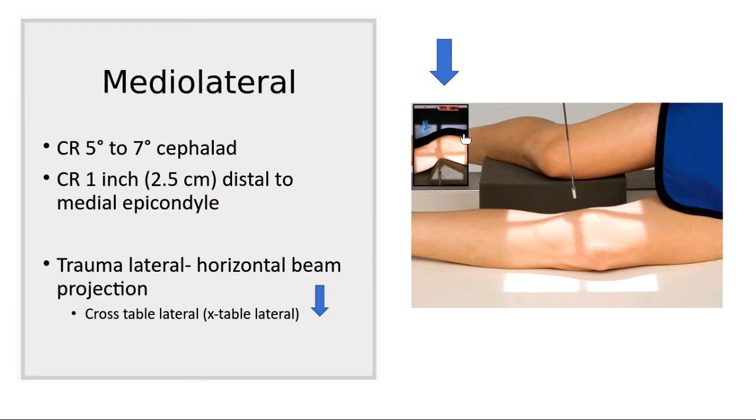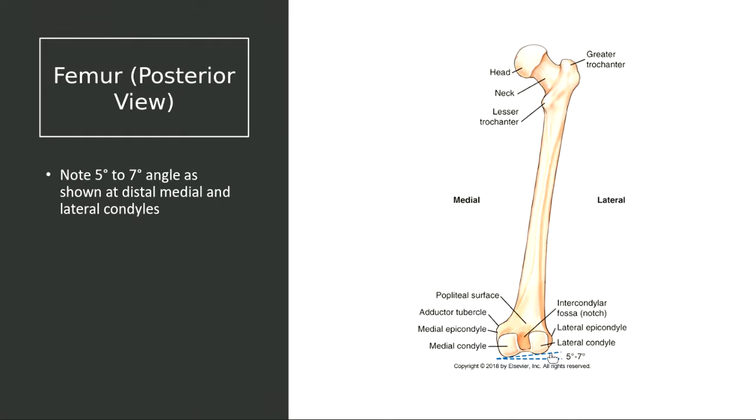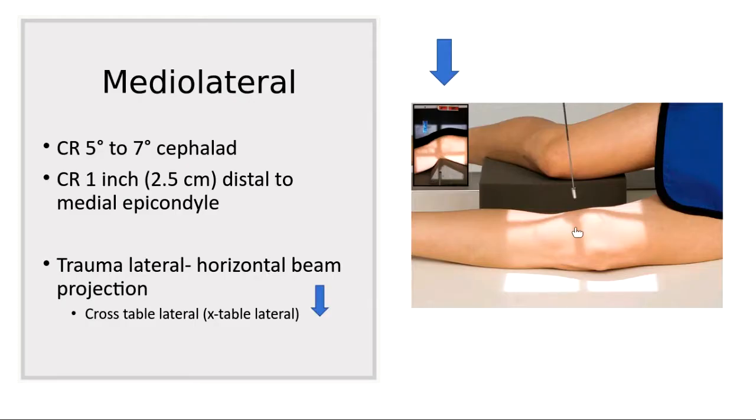What this should do, if you angle 5 to 7 degrees cephalic, is make the medial and lateral condyles perfectly superimposed. Because remember, the reason we're doing that is, if we look back, we said that there is a 5 to 7 degree difference between the medial and lateral condyle. So in order to perfectly superimpose them on the lateral knee, we angle 5 to 7 degrees cephalic to throw them on top of one another.